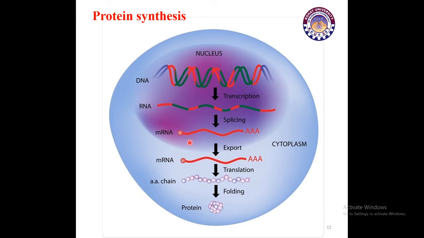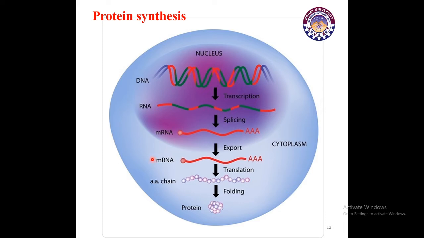Once the strand of messenger RNA is complete, it detaches from the DNA template and in turn attaches to the ribosome for protein synthesis. The ribosome has two subunits, 50S and 30S. 50S is the larger subunit and 30S is the smaller subunit.